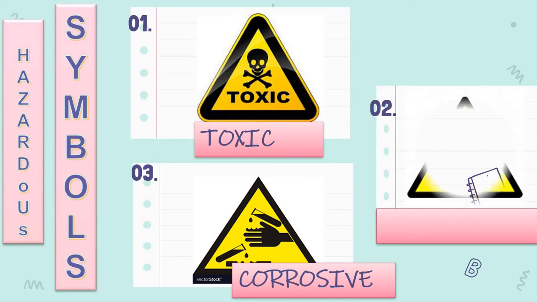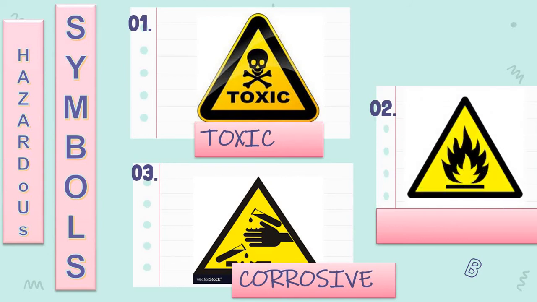And lastly, we have flammable. A flammable material burns easily. Perfume, cologne, alcohol, paint, thinners, and some cooking products like kerosene, gasoline, and cooking oil are flammable home products.